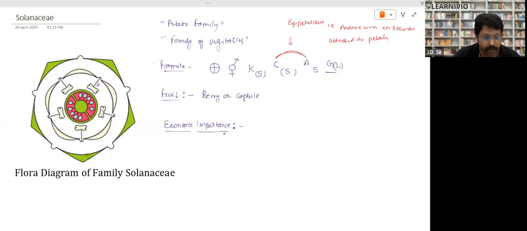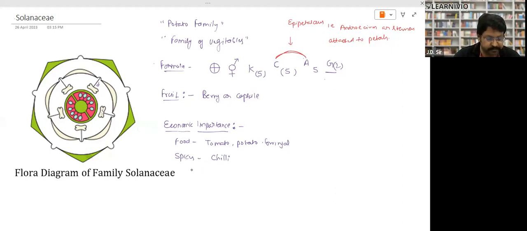Tomato, brinjal, and potato. If we talk about food, vegetables, tomato, potato, brinjal, they all belong to this one. In spices, chili. Look, potato, tomato, brinjal, chili, they all have the same kind of seed because they belong to the same family, right? So in spices, chili belongs to this one.